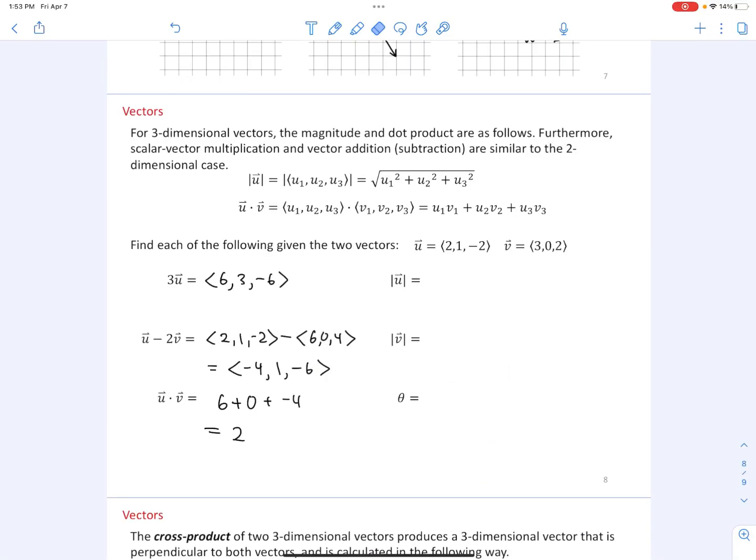All right, the magnitude of u, so we square all the components of u, add them together, and then take the square root. So it's going to be the square root of 2 squared is 4, plus 1 squared is 1, plus negative 2 squared is also 4.